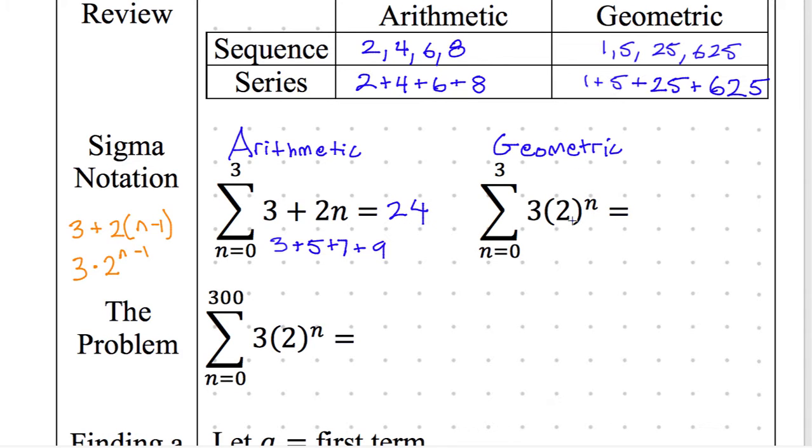Geometric sequences, or sorry, series now. I'm plugging in 0 here. 2 to the power of 0 is 1. 1 times 3 is 3. So it's going to be 3 plus, and then the common ratio is 2, so multiply by 2 and it's 6. Multiply by 2, 12. Multiply by 2, 24. Again, there are a total of 4 numbers because it's from 0 to 3, including 0. When I add all of those together, I get 45.